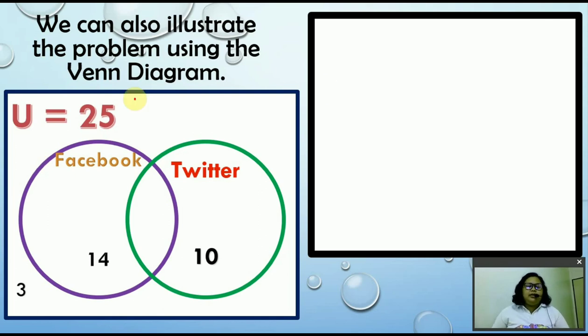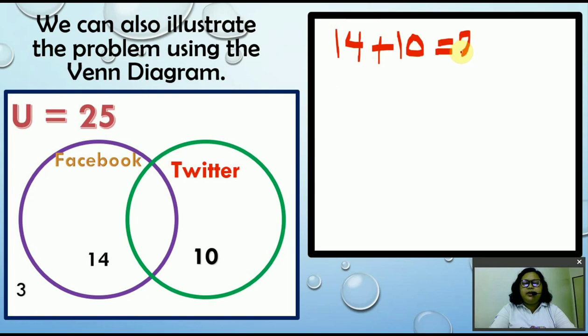So, ano nang una natin gagawin? Parang kagaya lang po kanina, kaya lang po, dito gumamit tayo ng Venn diagram para mas madali nating ma-imagine kung ilang students ba dapat lahat ang gumagamit ng Facebook lang at ilan yung students ang gumagamit ng Twitter. Pero the solution will be the same. Ano po? So, ibig sabihin, ang una nating isosolve, 14 plus 10 pa rin. So, the answer will be equal to 24. So, there are 24 students who uses Facebook and Twitter.